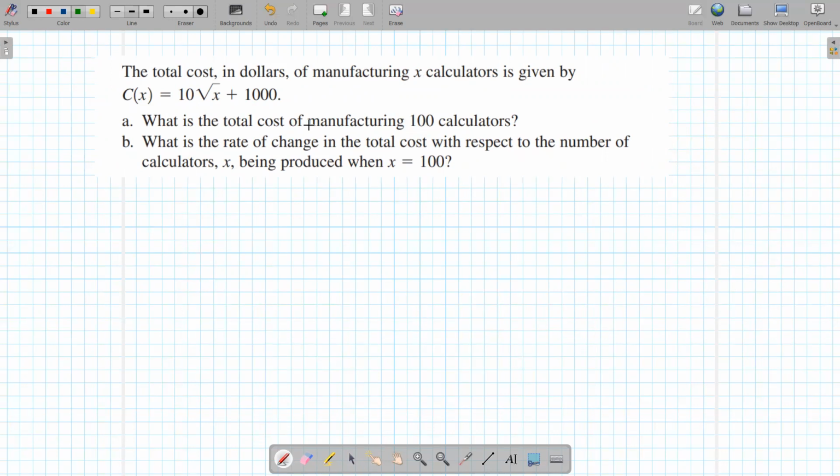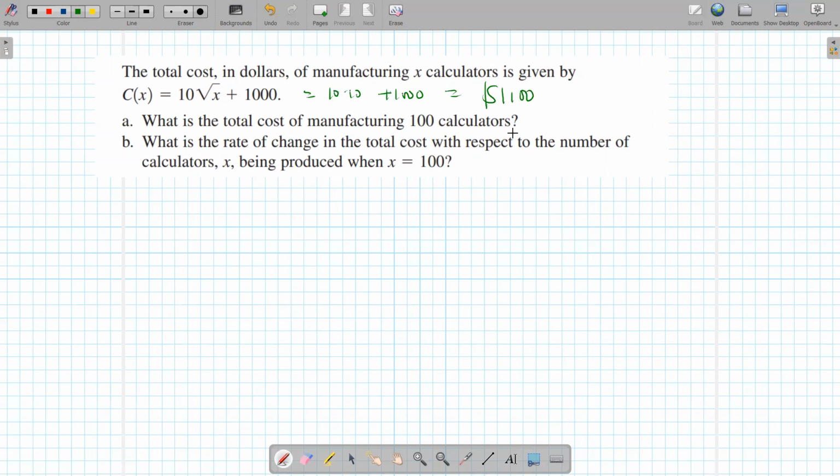How do we do part A? You just plug in 100 as x. You literally just do that. So it's going to be 10 times the square root of 100, which is just 10, plus 1,000. So it's going to be $1,100. B, what is the rate of change when x is 100?